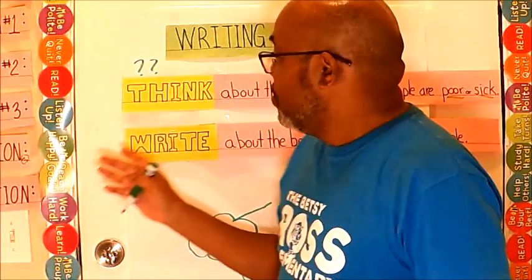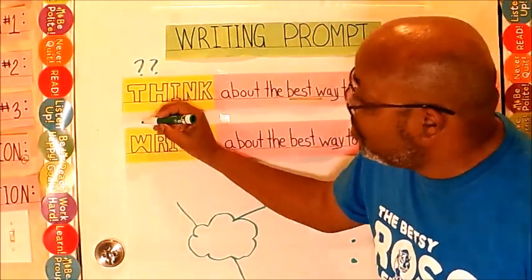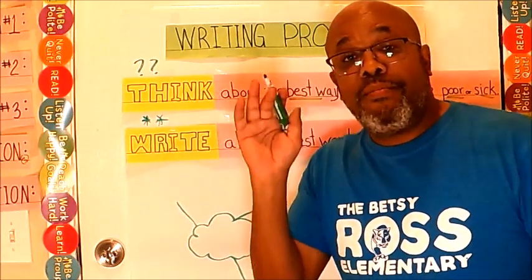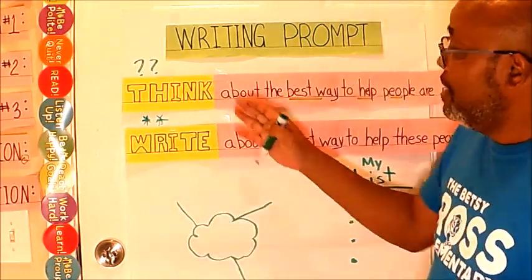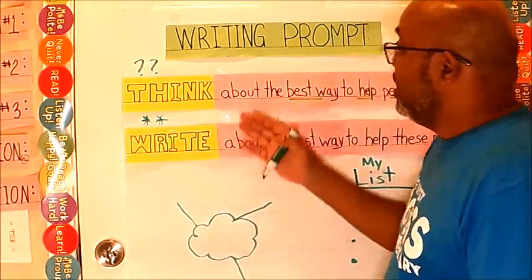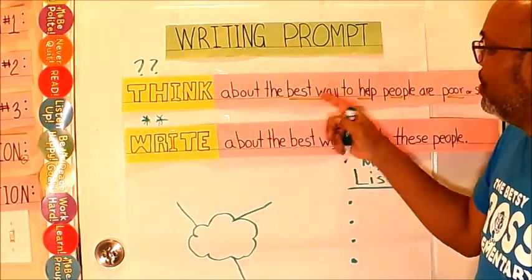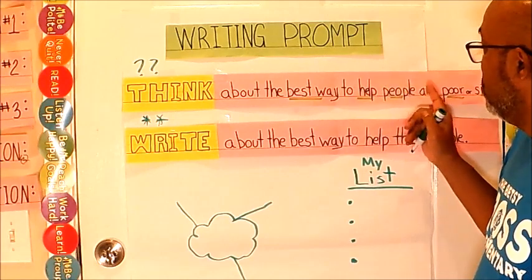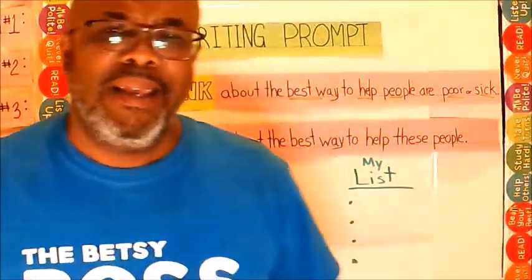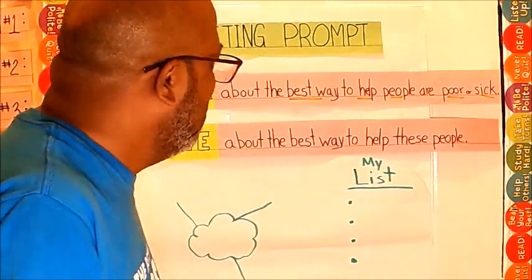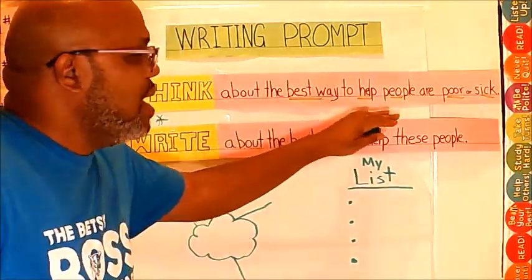Then, on the right part, I'm going to put stars, because this is what I'm going to write about. I want to make no mistakes. Now, let's look for key words in the sentence. This one says, think about the best way to help people who are poor or sick. A lot of that's going on in this country right now. So, what are some ways that we can do that?